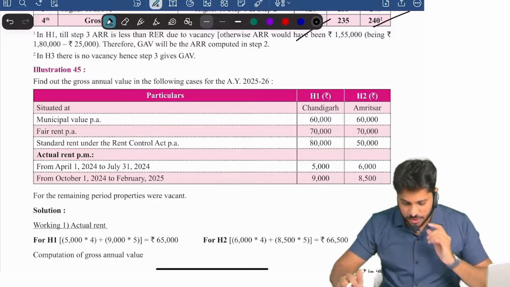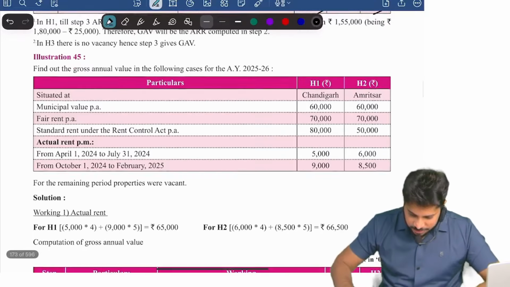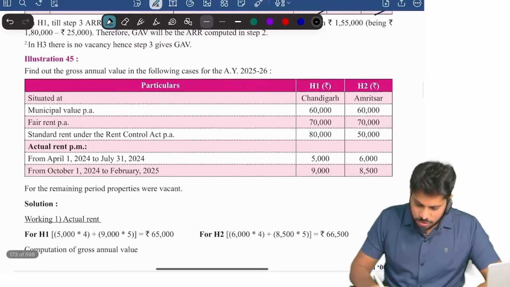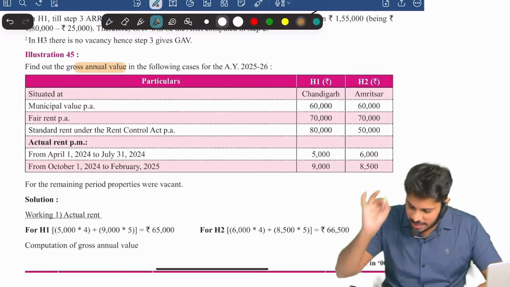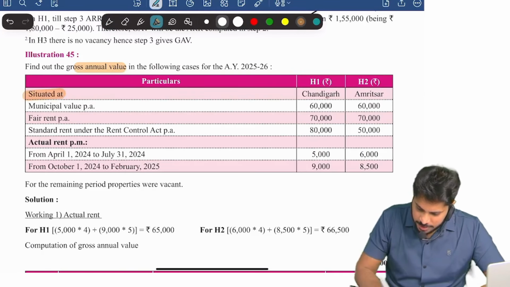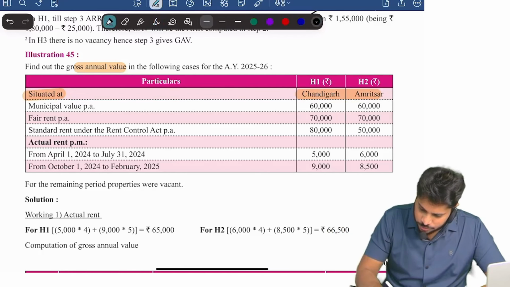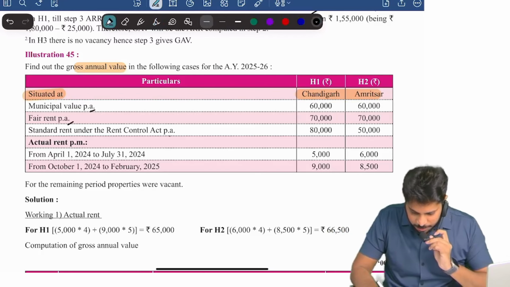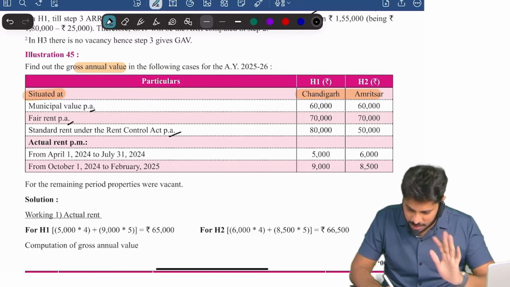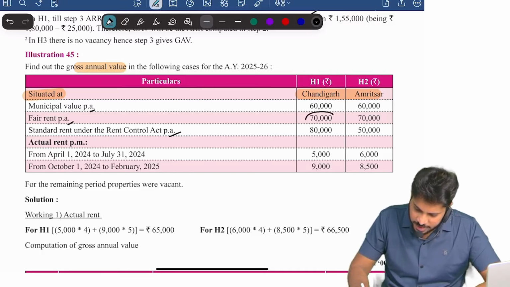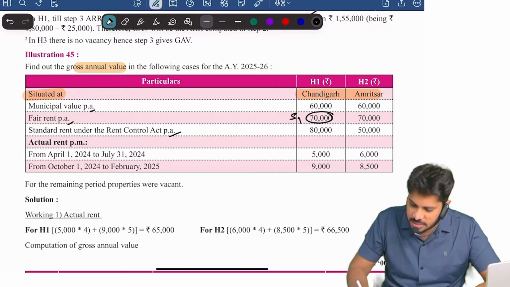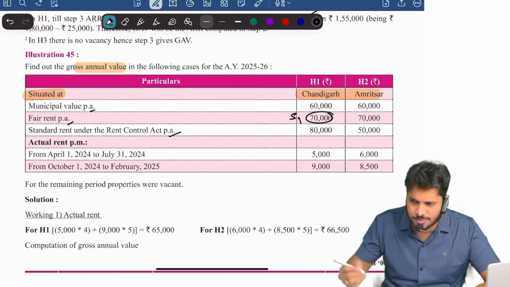So we'll continue discussion. Illustration number 45. We need to find out gross annual value. Property situated at, doesn't matter. Municipal value per annum. These are per annum information. Municipal value, fair rent, whichever is higher. So step 1 answer is over 70,000. Standard rent is more than that, so we don't have to worry. Step 1 expected rent is 70,000.